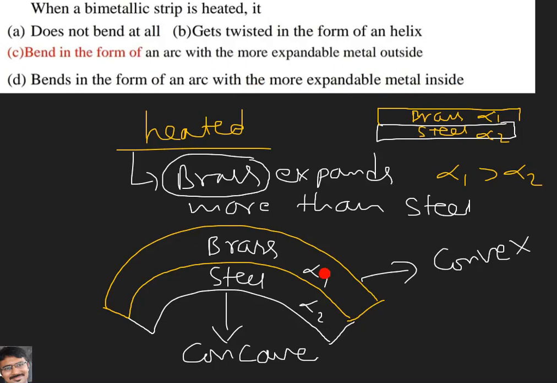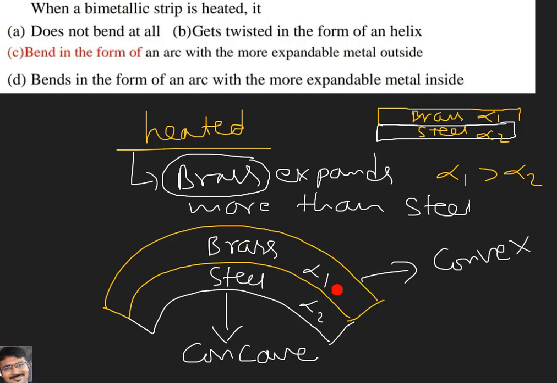Observe carefully. Brass is the more expandable material. So is it outside or inside? Outside. Brass is outside. So it bends in the form of an arc with the more expandable metal outside. Which is the more expandable metal? Brass. Already we said alpha of brass is greater than alpha of steel. So brass is the more expandable metal, which lies outside, on the convex side, and steel is on the concave side. Sometimes they will ask the question like that also: brass is on convex, steel is on which side.